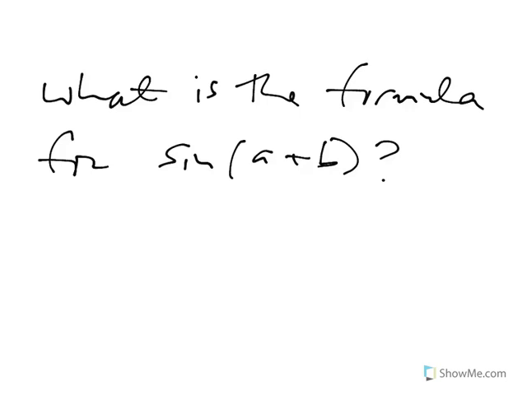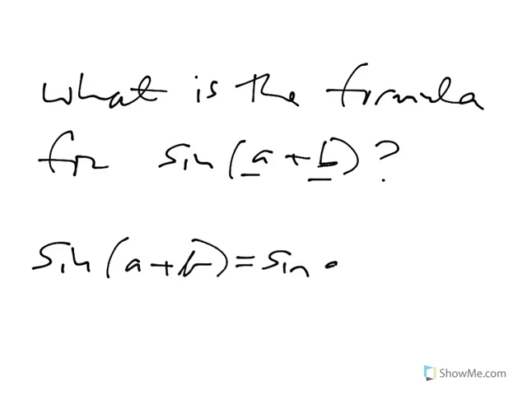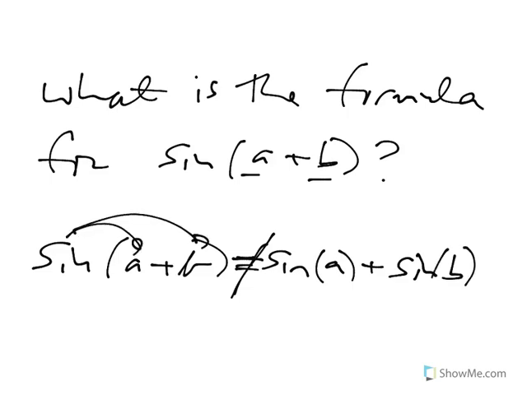There is a formula for calculating the value of sine A plus B if information is known about angle A and angle B. Unfortunately, that formula is not, contrary to popular belief, sine A plus sine B. That is actually most definitely not true. It would be nice if it was sort of like a distributive property type thing, but that's not how it works.